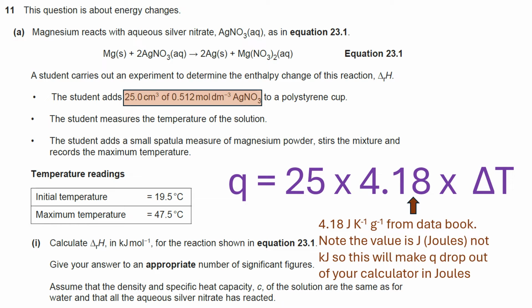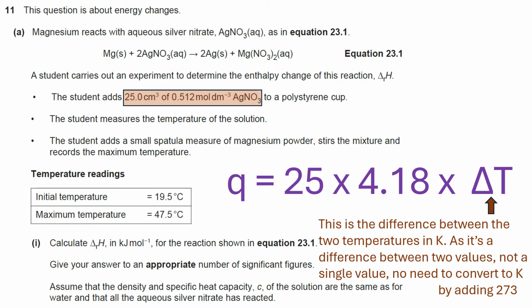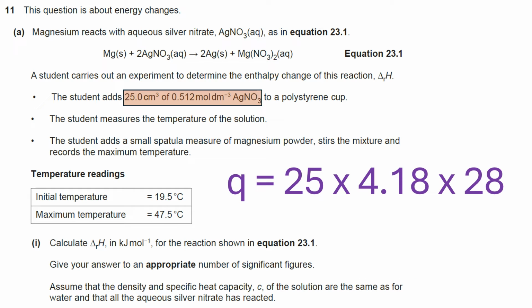The 4.18 is the specific heat capacity from the data book or data sheet. The value is in joules, so that means the Q value will drop out of your calculator in joules, so that needs to be accounted for as well a little bit later on. So delta T is the difference between the 2 temperatures in Kelvin. Because it's the difference between 2 values, not a single value, there is no need to convert to Kelvin by adding 273 to the degrees Celsius. So that difference is obviously 28. You can see my calculator worked it out as 28 there.